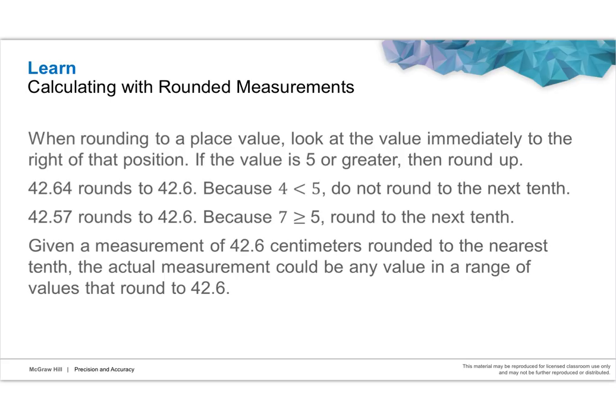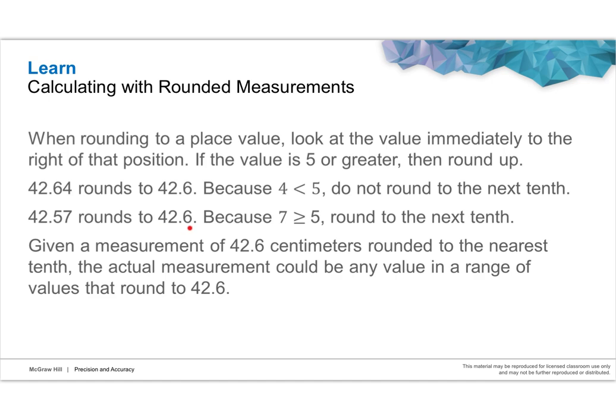All right, lastly, we're going to talk about calculating with rounded measurements. So when you are rounding to a place value, you always want to look at the value immediately to the right of the position. If the value is 5 or greater, then you round up. So for instance, 42.64 rounds to 42.6 because 4, this digit here, is less than 5. We're not going to take this 6 and round to the next tenth up of 7.